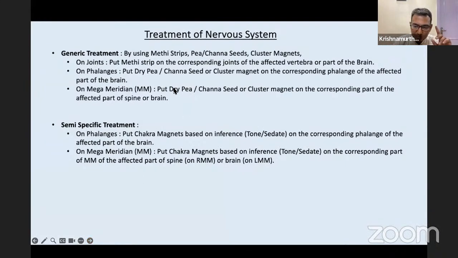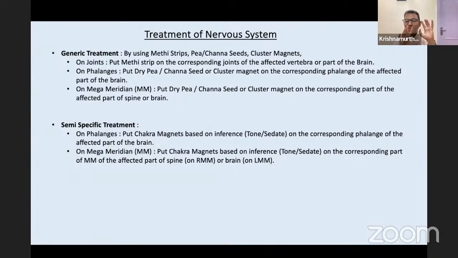Okay. Generic treatment. Use methi seeds or use pea seeds or use cluster magnet. That is the generic way of treating. On joints, you put methi seeds. On phalanges, you can put dry chana seed or cluster magnet. On mega meridian also you can put a cluster magnet or pea seed.